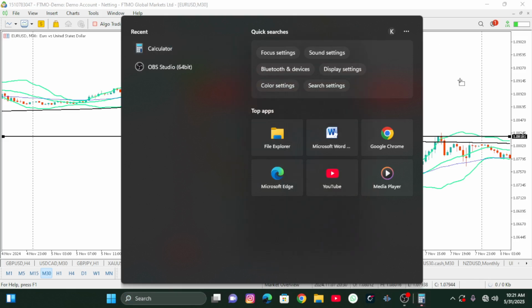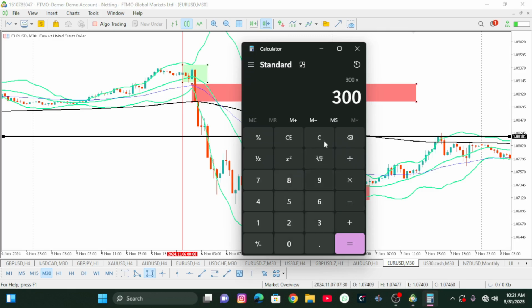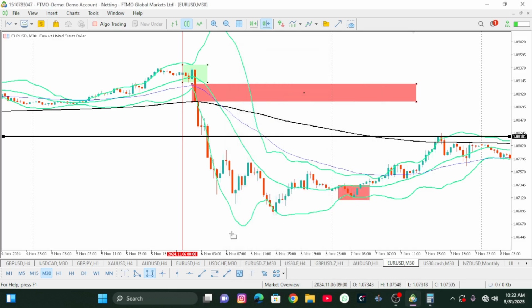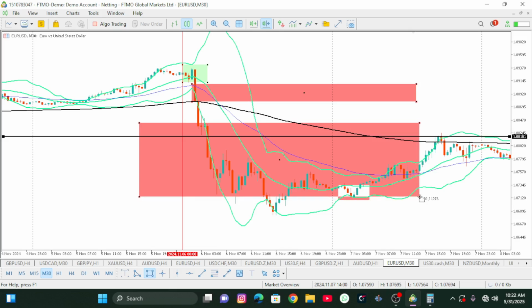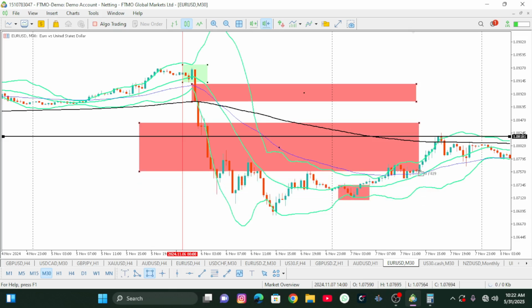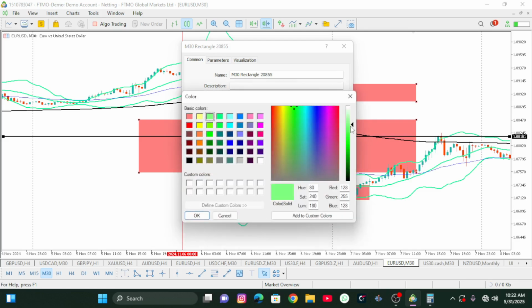30 pip move, if you use a risk to reward of 1:3, if your stop loss is 300 points, this is 1, and you want a reward of 3, you'll multiply by 3 and get 900 points. This means it's a 90 pip move. So we'll draw a box of 90 pips, or 900 points. This should be at around this region there. Yeah, that's the box, it's 900 points. Let's give it a different shade of color.